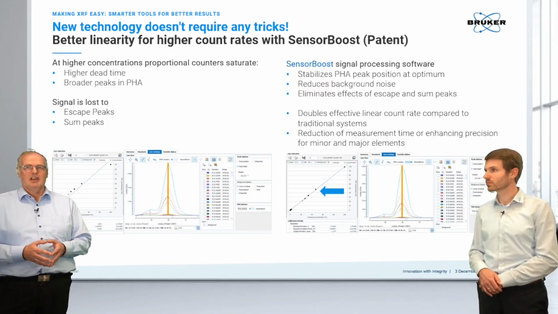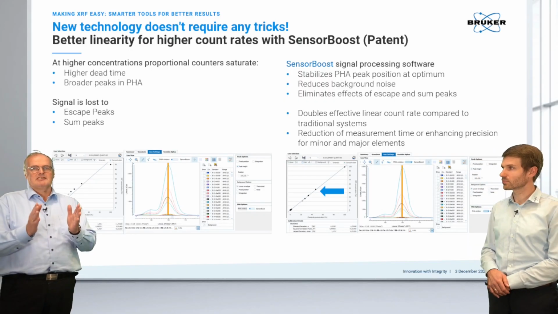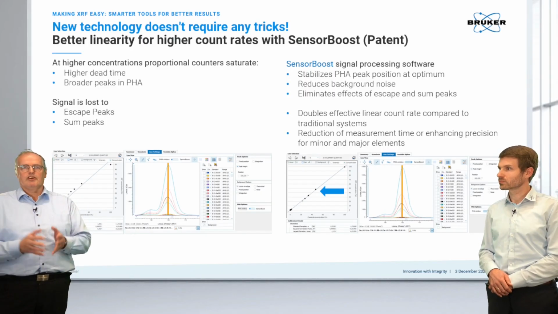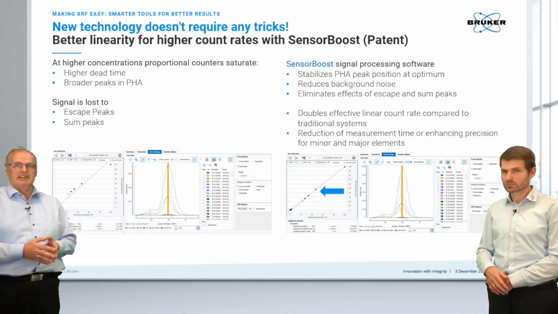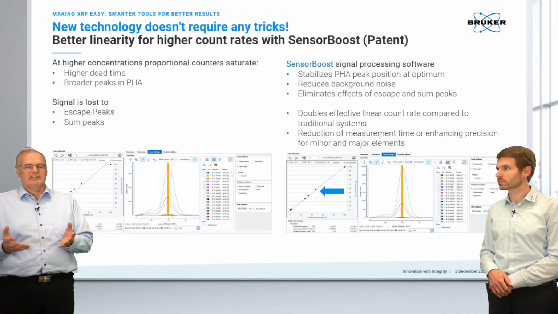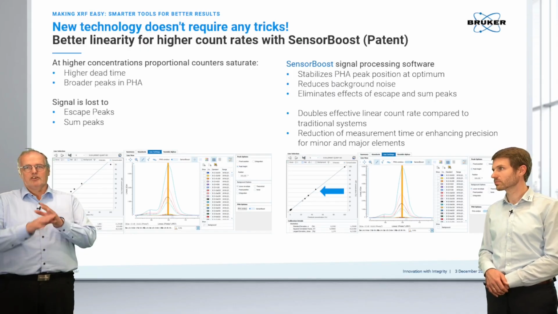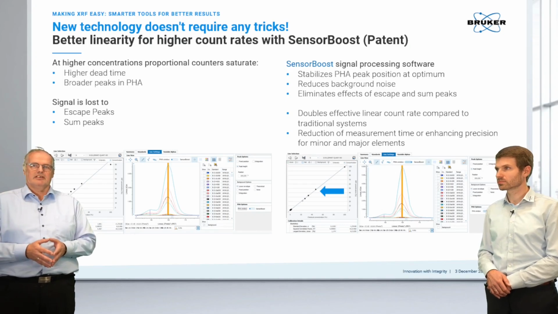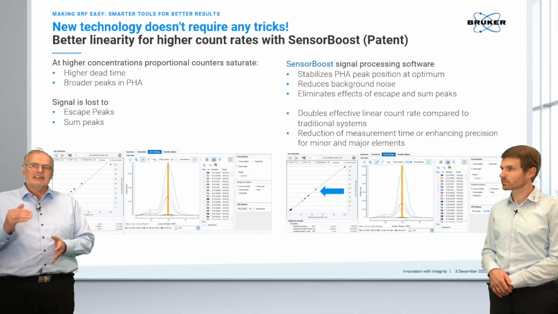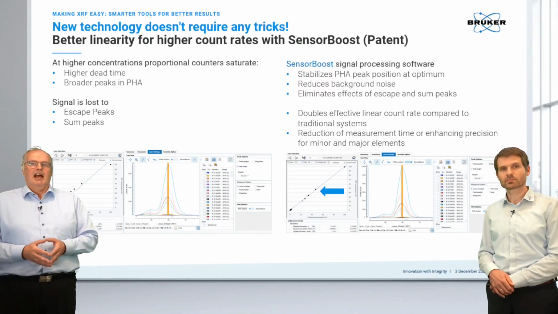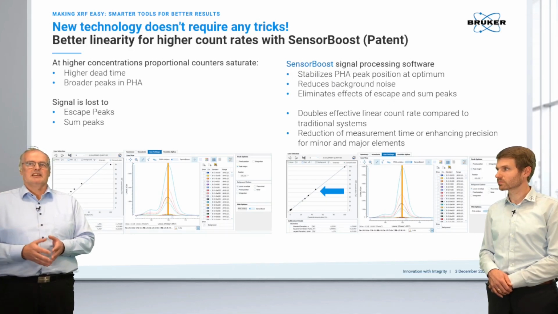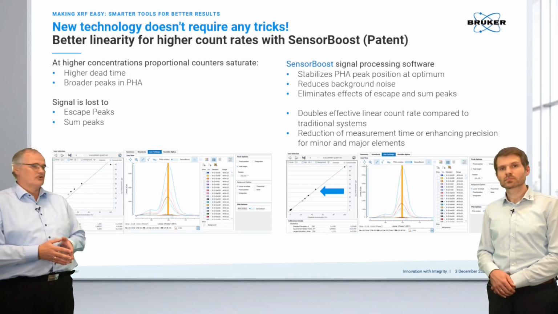We call it Sensor Boost. First of all, it stabilizes the peak maximum position. So this gets you around all the high voltage alignment for the detector. Then it reduces the background noise which is coming into the detector. This is especially important when you have interferences with other elements of high intensity at this moment. And then it eliminates those artifacts. And so the result is pretty astonishing. It basically doubles the effective linear range easily.